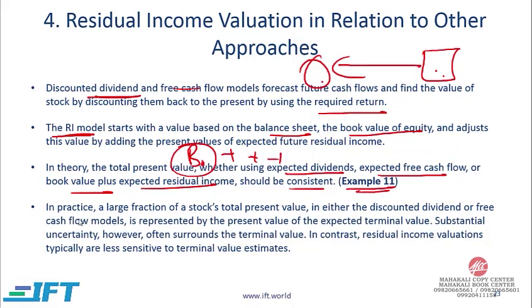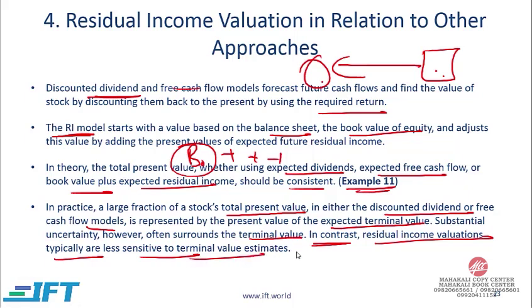In practice, a large fraction of a stock's total present value in either the dividend discount model or free cash flow model is represented by the present value of the expected terminal value. Substantial uncertainty, however, often surrounds that terminal value. And we've seen this in our sensitivity analysis. Even a 0.5% change in growth rate has a huge impact on the terminal value. In contrast, residual income valuations typically are less sensitive to terminal value estimates.